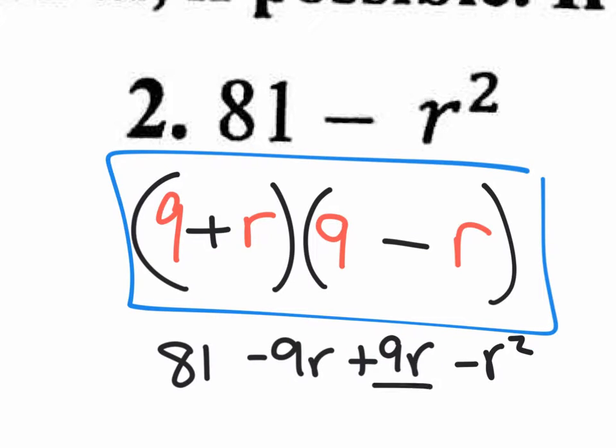And as you can see, the middle terms cancel out. And this is truly what we have in the original. 81 minus r squared. It's down here. 81 minus r squared. So this is the factored form. So this is really beautiful. It's awesome. It's way easier than what we were doing on the last section.